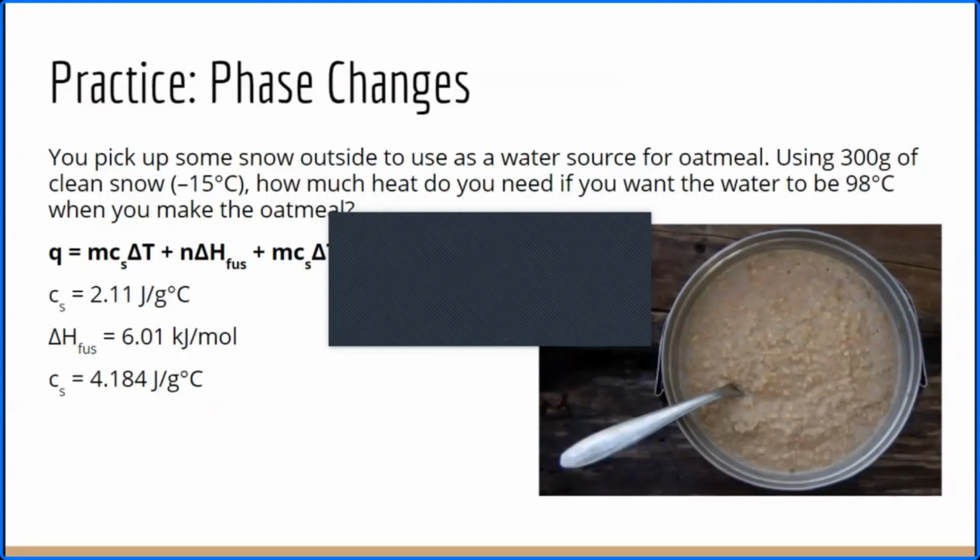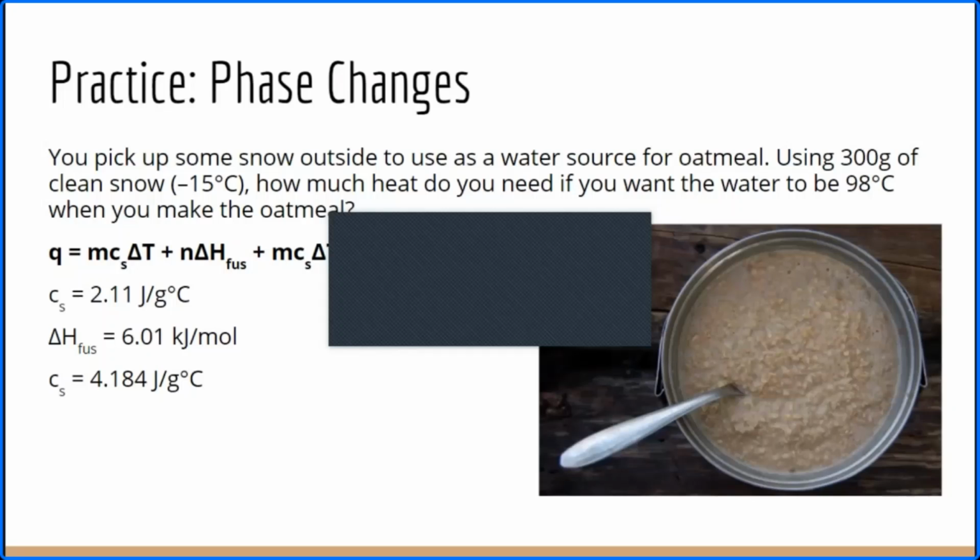And so our first value is going to be 2.11 joules per gram degrees Celsius, and that's the value for ice. Our delta fusion, or delta H fusion, is 6.01 kilojoules per mole. We want to watch those units there as well. And then our last value in liquid form, we already know, is 4.184 joules per gram degrees Celsius.